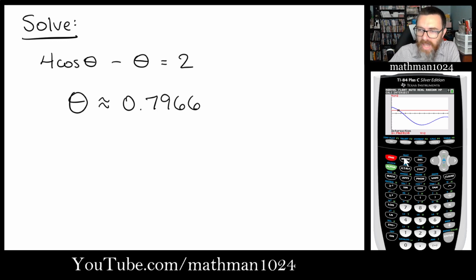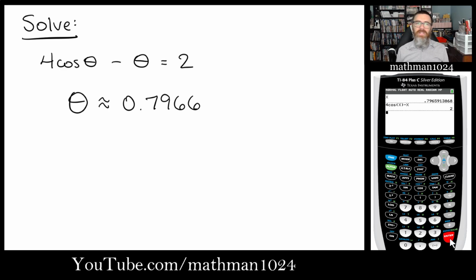Now here's something fun that you can do. If you quit out of this, you come over here and you were to press X, it's going to remember the X from the intersection window that you just did. So now we can check our answer. 4 cosine of X minus X. Does this give me 2? There you go. So again, this is not something that we can do by hand. We've got to go to the calculator for that.